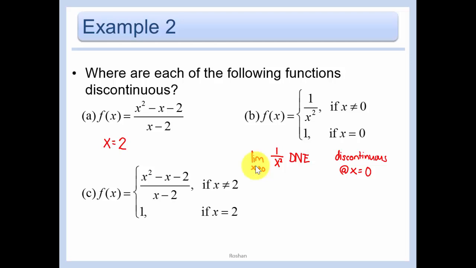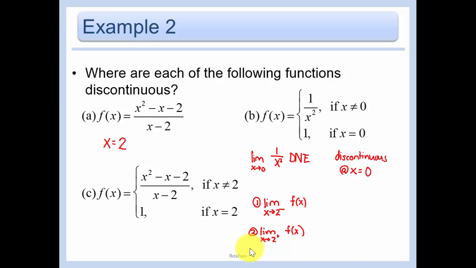In order to do part C, let's go ahead and break this down into the three things we need. We need to know the limit and we need to know the function value at that point. But in order to know the limit, we need to know the limit, and we're looking at 2 here, right? So the limit as x approaches 2 from the left. Let's then look at the limit as x approaches 2 from the right.